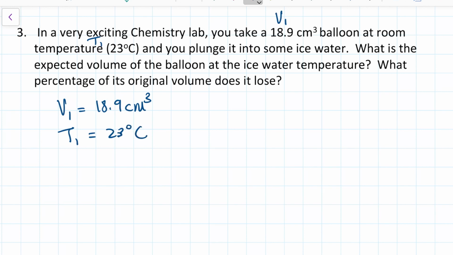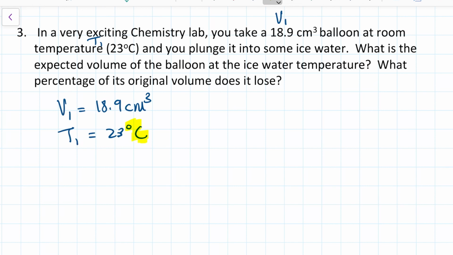Now, as soon as you see degrees Celsius, a bell should be ringing in your head. You cannot do a gas law problem if temperature hasn't been converted to Kelvin. Why? Kelvin doesn't have negatives and Celsius does, and you can't have negatives and make this work.